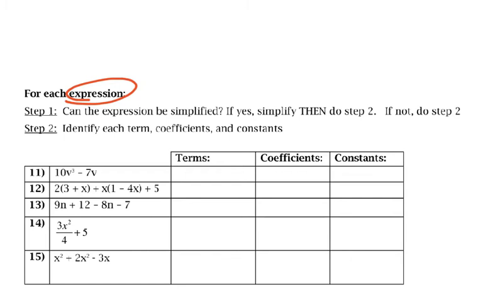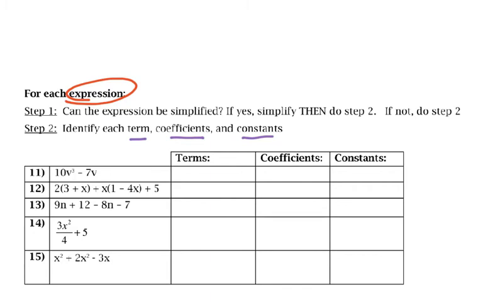We are going to step 1, can the expression be simplified? This is a really important step and question to ask yourself, because if it can, then you need to simplify it before you do step 2. If it cannot be simplified, then you're going to go to step 2. And so we'll talk about that as we see some examples. In step 2, you will identify the term, the coefficients, and the constants in the expression.